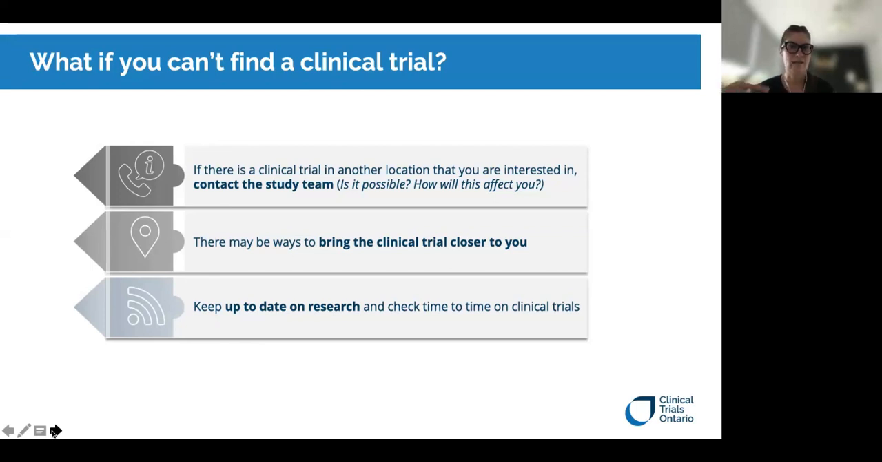And again, you might wait. So something, for example, that comes to a US center might come to a Canadian center just a little while after it's opened at a US center. So there are opportunities that things do come closer to home.